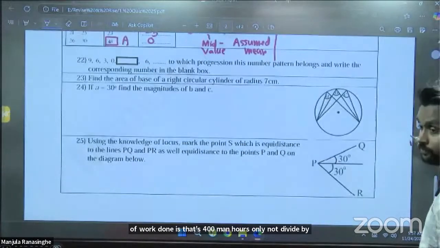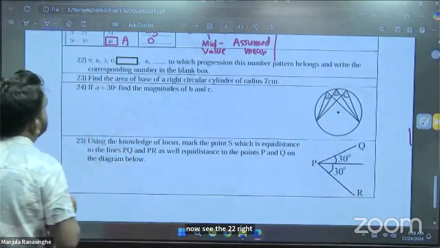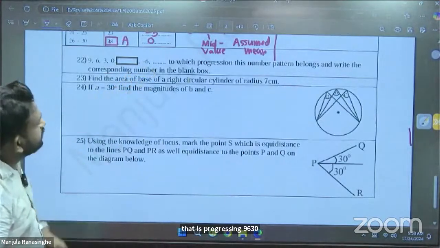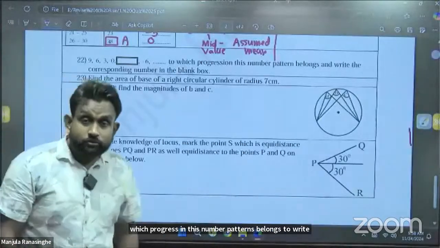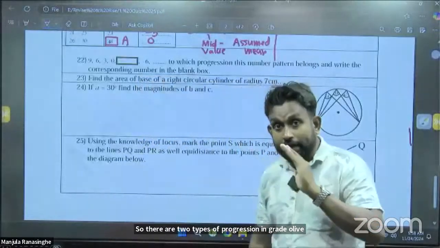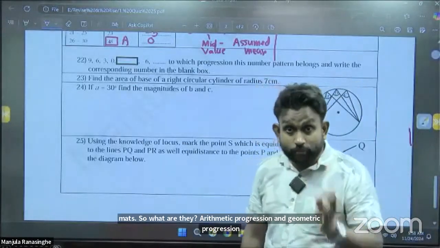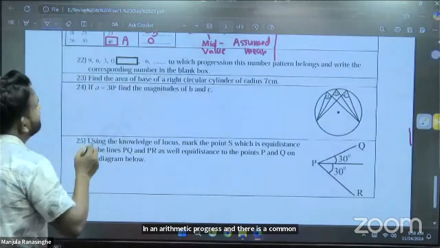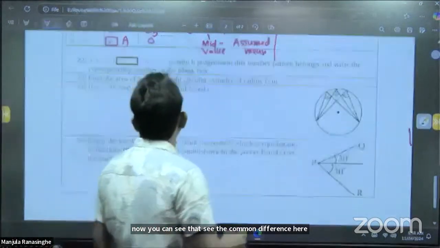Right, question 22. Now see question 22, right? That is progression: 9, 6, 3, 0, and this value is negative 6. To which progression do these number patterns belong? Write the corresponding number in the blank. There are two types of progression in O-level maths. What are they? Arithmetic progression and geometric progression. In an arithmetic progression, there is a common difference. In geometric, a common ratio. Right, now you can see that. See the common difference here for question 22.